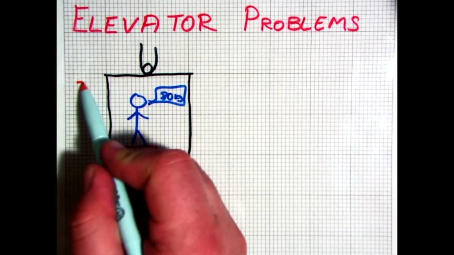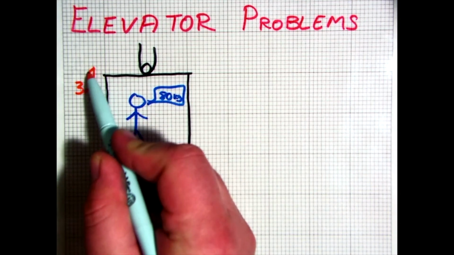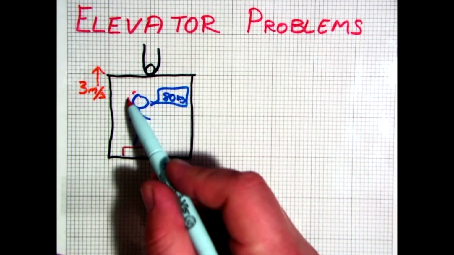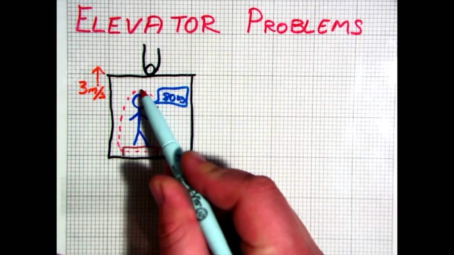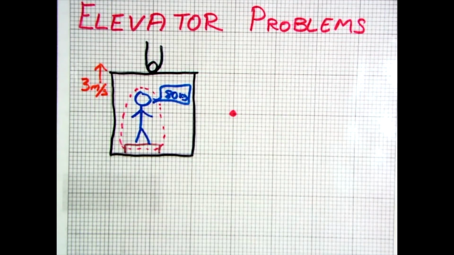The next thing that we need to know is that our little dude is traveling upwards at a constant 3 meters per second. So this is a force problem, which means that the first thing that we need to do is to define our system. So we are going to define our system as the little dude sitting on the scale. So we're then going to start drawing our free body diagram.